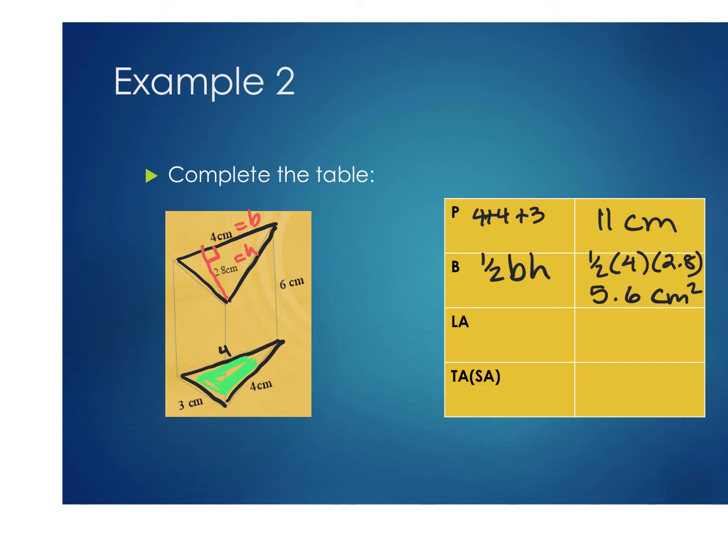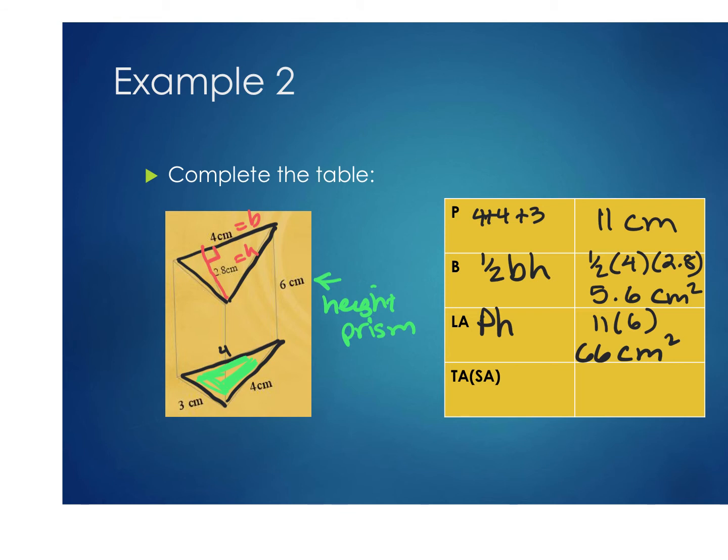For the lateral, and again, this 6 that's here, this is the height of the prism. So for the lateral area, I'm doing pH. And again, I already calculated the perimeter up at the top. It was 11. And then the height is 6. So 66 centimeters squared.